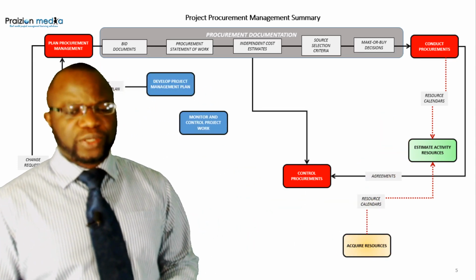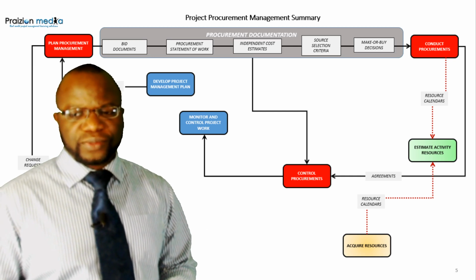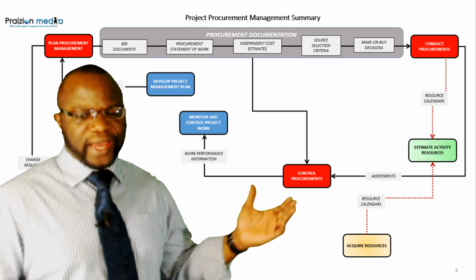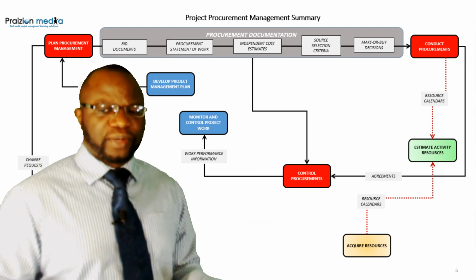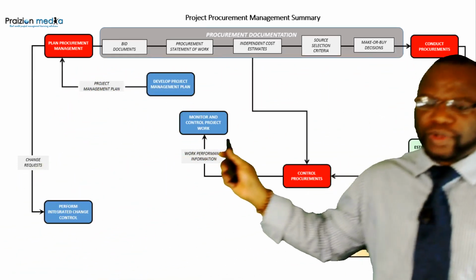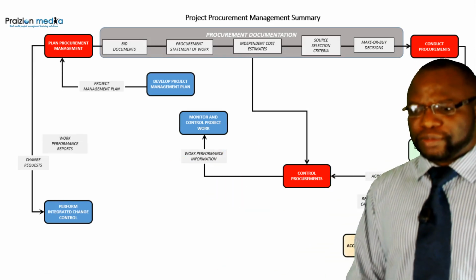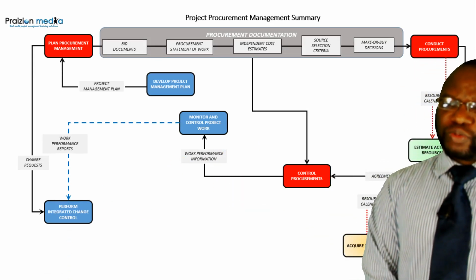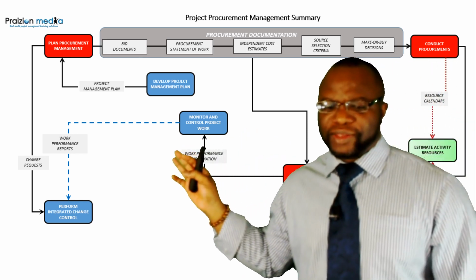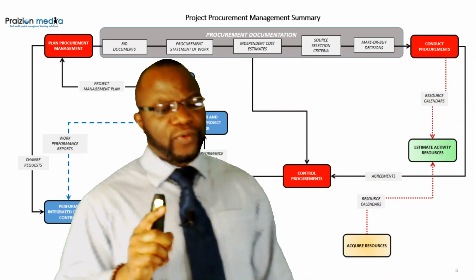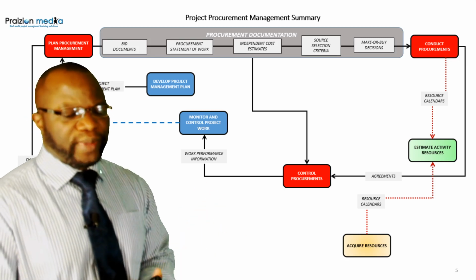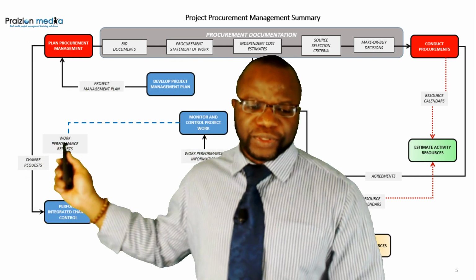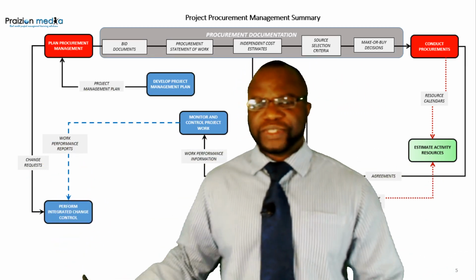The procurement documentation also goes into control procurements. We have from control procurements, WPI, as we have from many other processes. WPI goes into monitor and control project work. We also have work performance reports coming from monitor and control project work. They're not really doing anything here, but it is good to know that they go into perform integrated change control. So you can see work performance reports going in here to perform integrated change control.